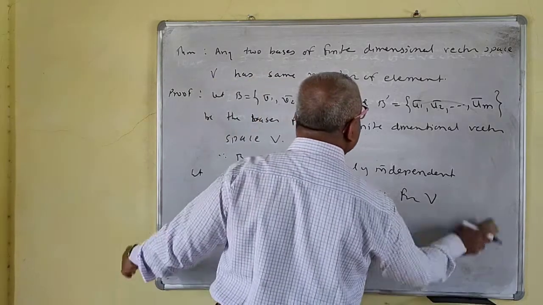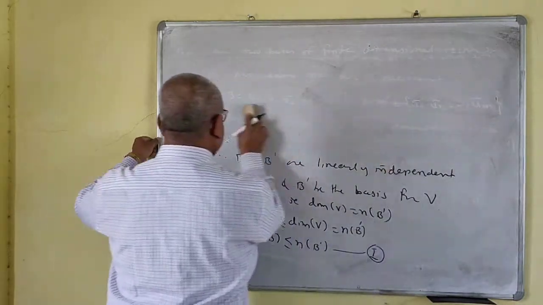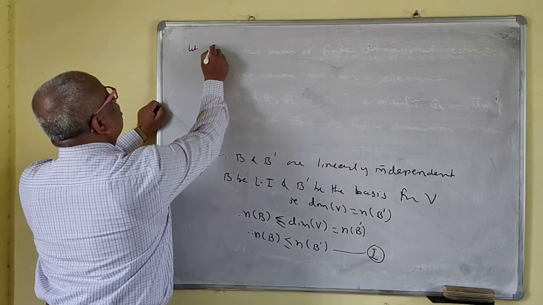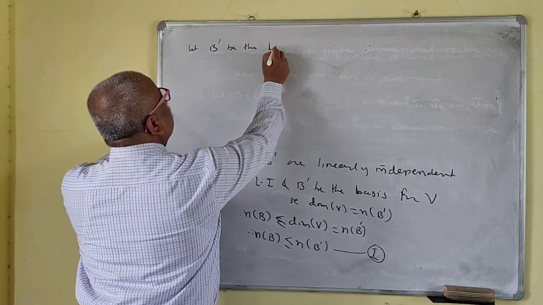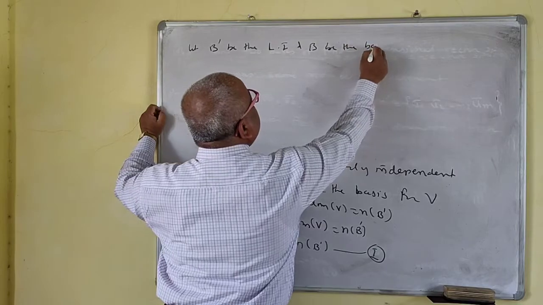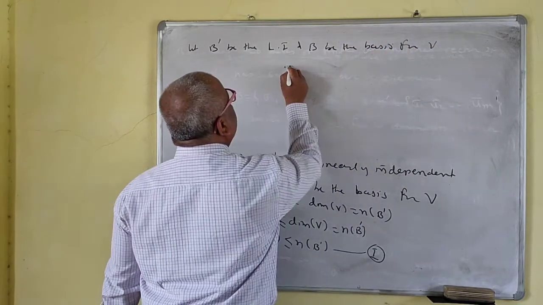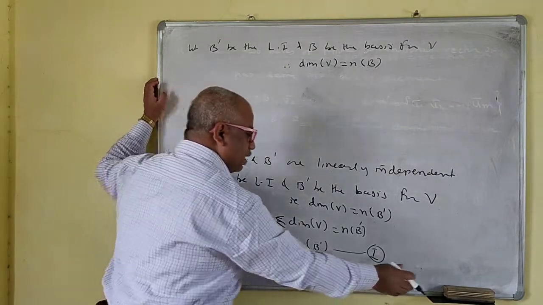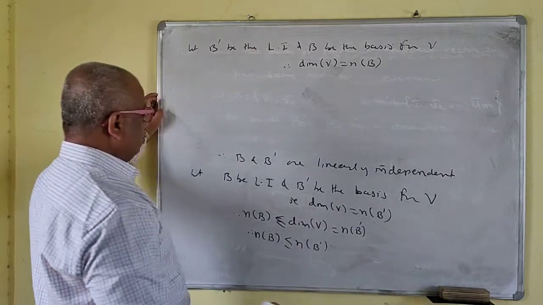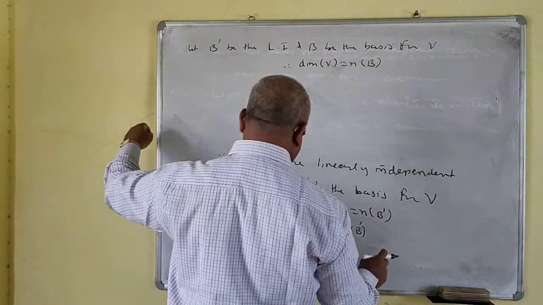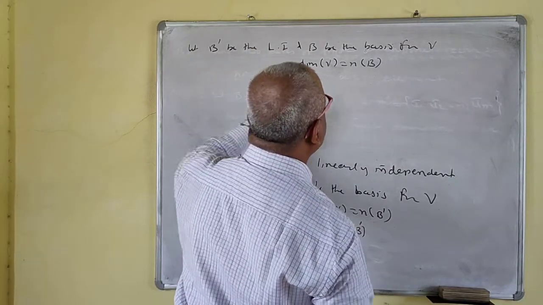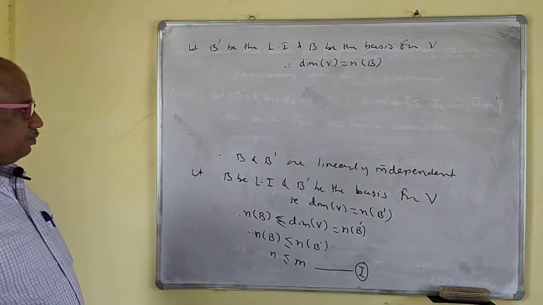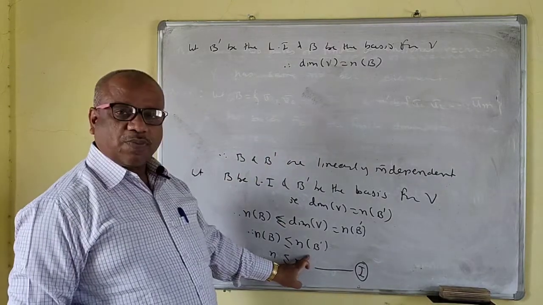Now, secondly, we'll assume that B prime is linearly independent. Let B prime be linearly independent and B be the basis for V. So the dimension of V is equal to the number of elements in B. How many vectors have we taken here? N. So the number of elements in B is N, and the number of elements in B prime is M. We call this 1 now, N less than or equal to M.